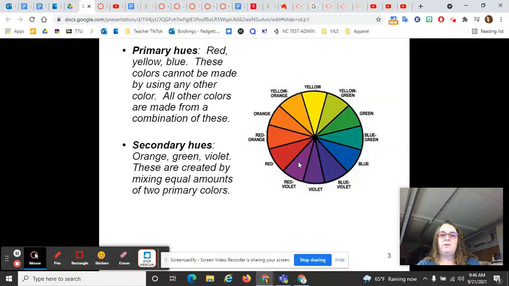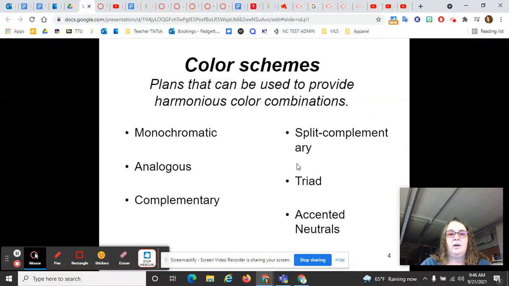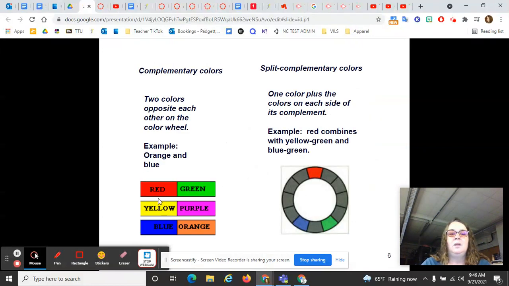So make sure you understand that complementary colors are directly across from each other on the color wheel. So red and green, yellow and purple, or yellow and violet, blue and orange, those are directly across from each other on the color wheel, and they are going to be complements.